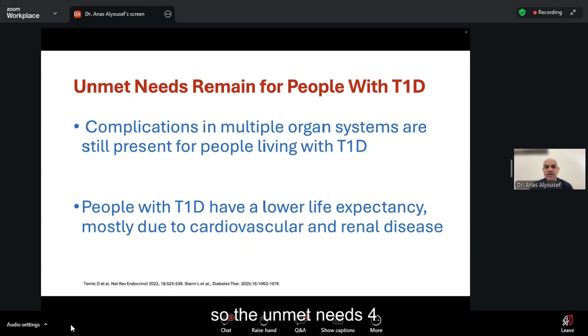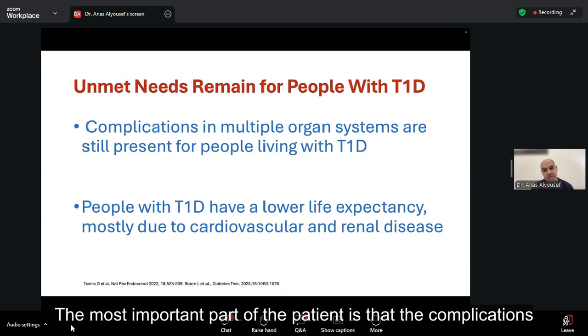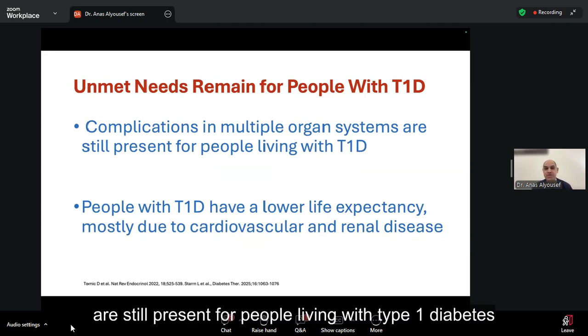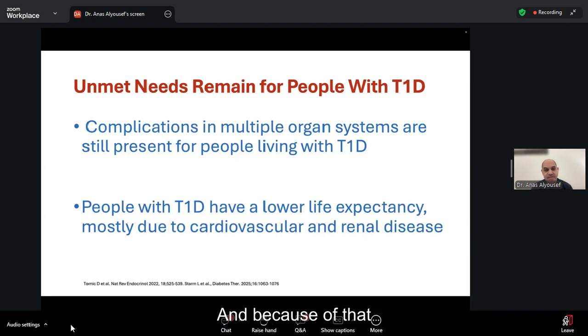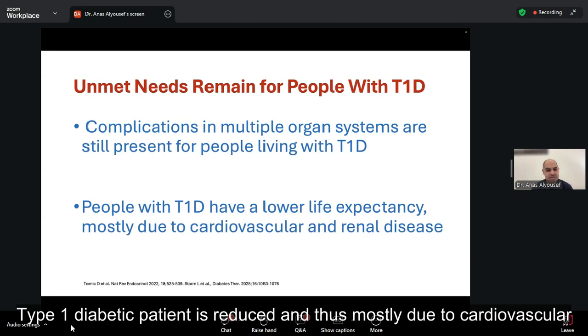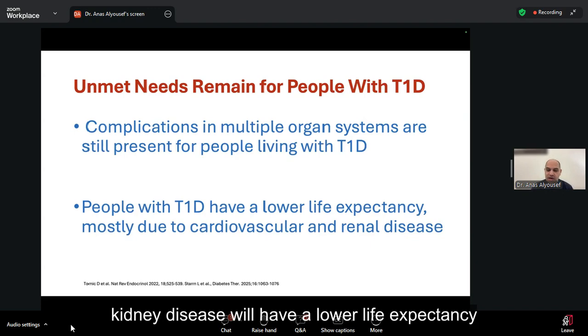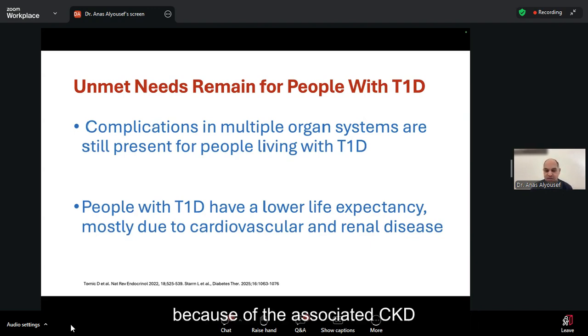So the unmet needs for patients with type 1 diabetes is that the complications are happening in multiple organ systems. Cardiovascular, so the micro or macrovascular complications are still present for people living with type 1 diabetes. And because of that, the life expectancy for these type 1 diabetic patients is reduced. And that's mostly due to cardiovascular, but more often those patients with diabetic kidney disease will have a lower life expectancy, higher mortality because of the associated CKD.